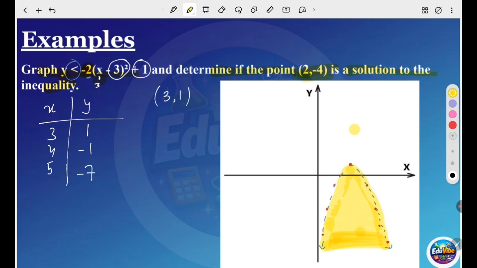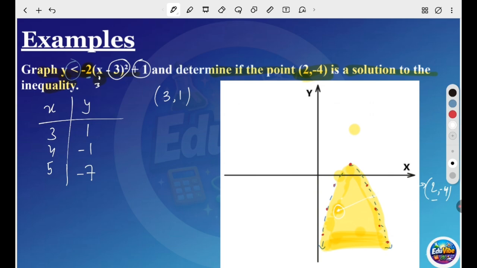Now we have to know whether this point (2, minus 4) is on the graph or not. So 2 is right over there somewhere and minus 4 is somewhere over there. So this point might be somewhere there. So this point is on the graph, which is (2, minus 4). So yes, this point is in the solution of this inequality. So that's how you have to make the quadratic inequality graph.